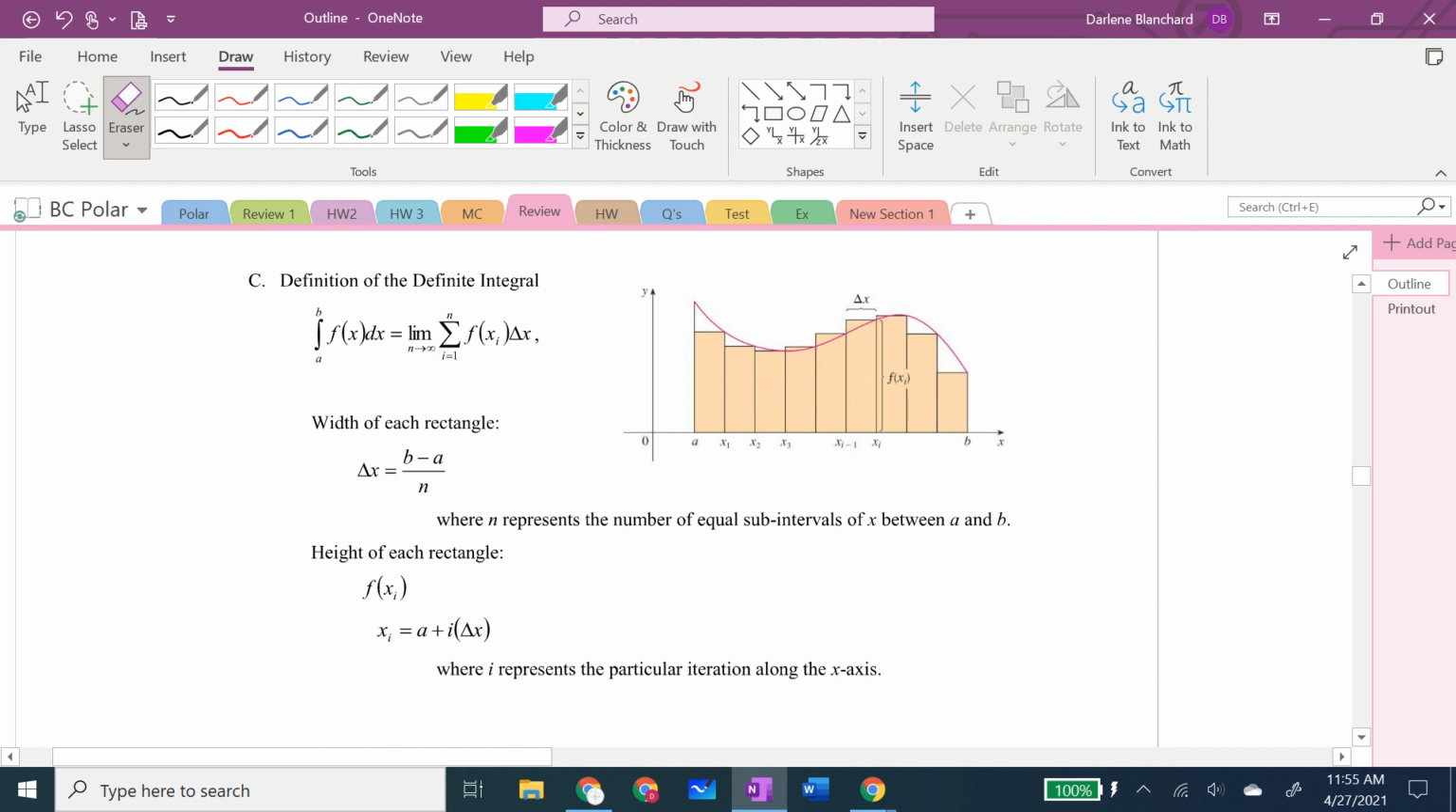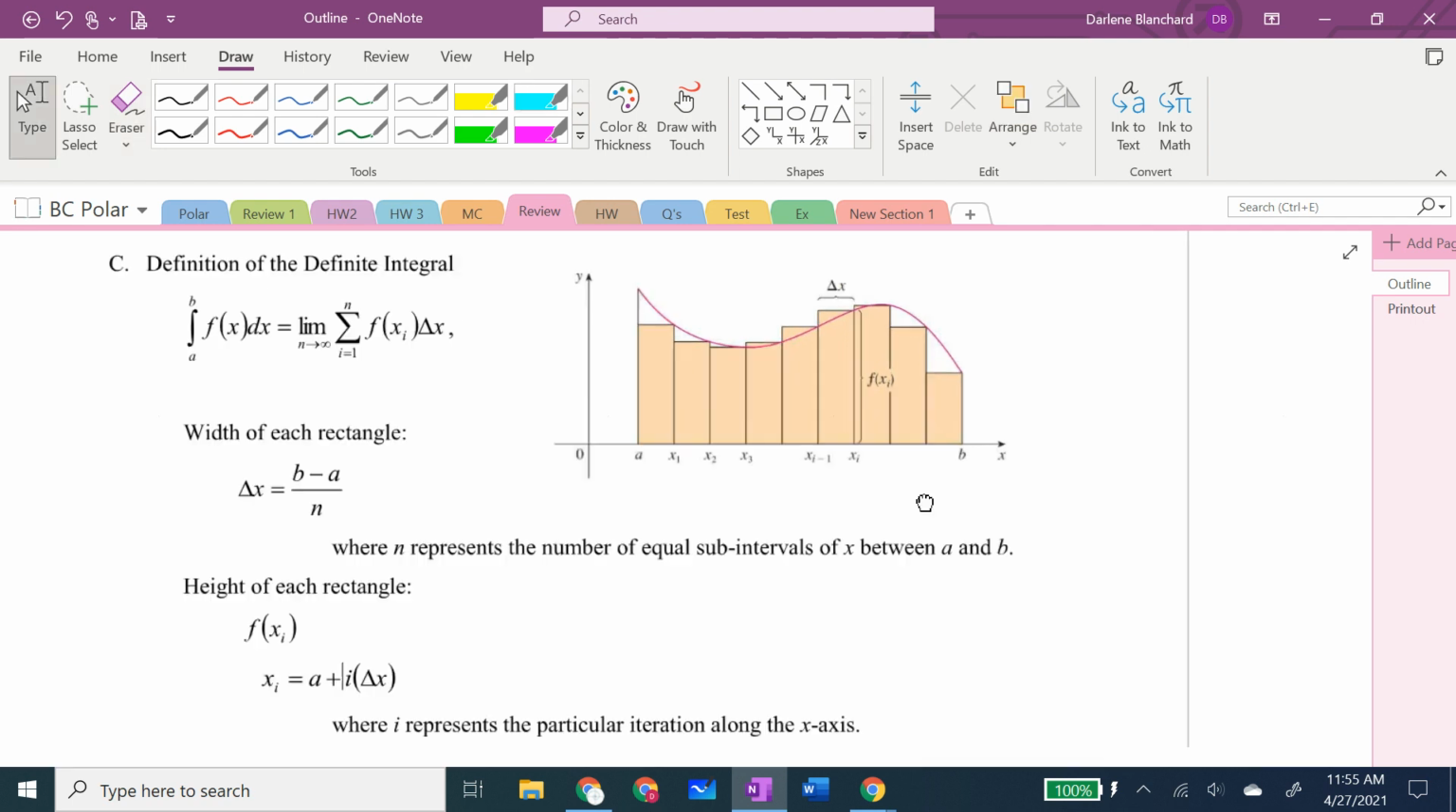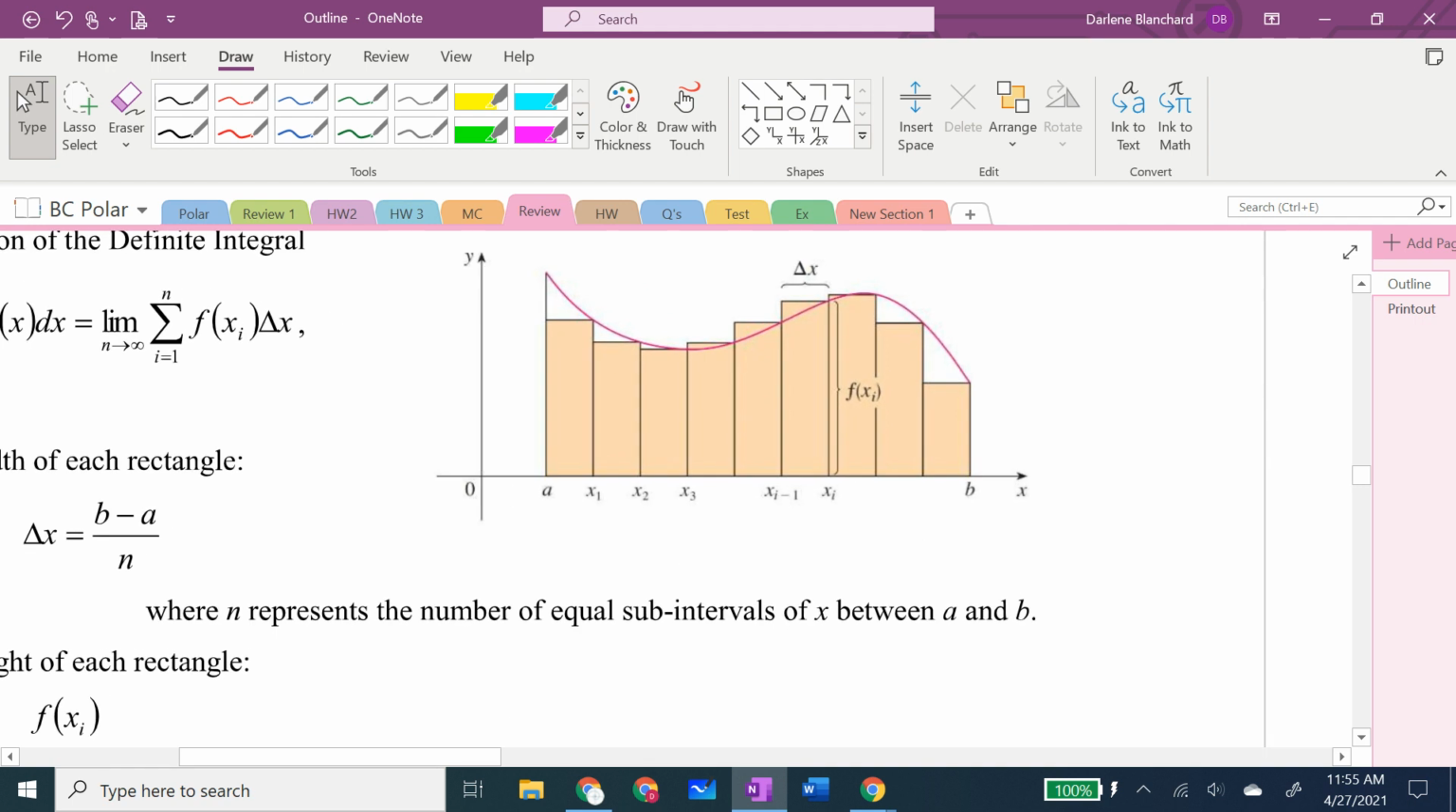So let me explain briefly. If you cut the x-axis up between two numbers into equal pieces, it doesn't have to be cut up into equal pieces, but that's not what this problem is going to do, because they're going to give you a problem where the delta x is one number, and that's your width. And it's always going to be the length of the interval, which is b minus a, divided into n equal pieces.